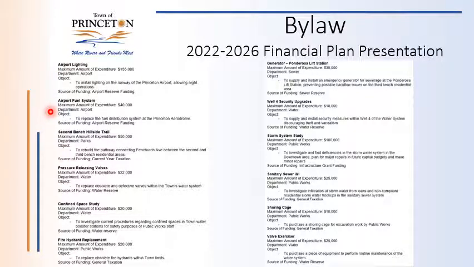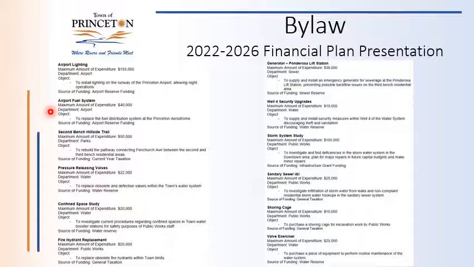Airport fuel system for $40,000. We need to replace the fuel distribution system at the Princeton Airport. The current system dates back to the early 2000s. It is currently a swipe dial-up system to get fuel from the airport, and it's obviously antiquated technology. I haven't seen a dial-up system for a debit card or a credit card for quite some time. It doesn't actually take debit cards; it only takes credit cards.